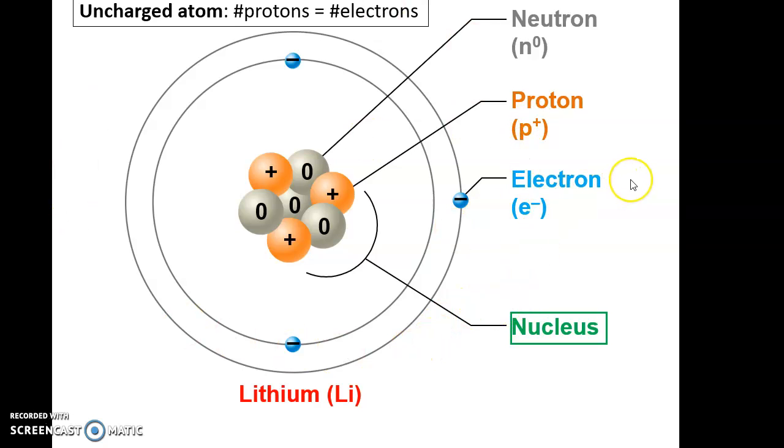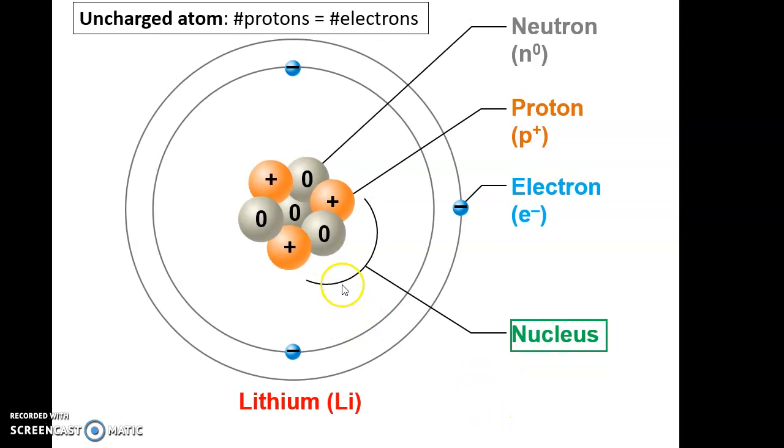Another thing to know is when we're talking about atoms, we're usually talking about uncharged atoms. And an uncharged atom, or neutral atom, has the same number of protons as electrons. So lithium has 3 protons, 1, 2, 3, and we'll also have 3 electrons, 1, 2, 3. So the 3 positive charges are canceled by the 3 negative charges.